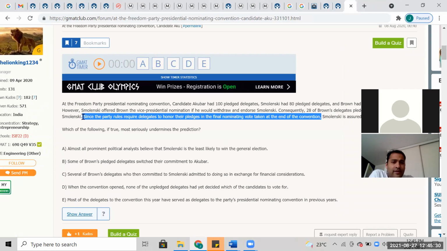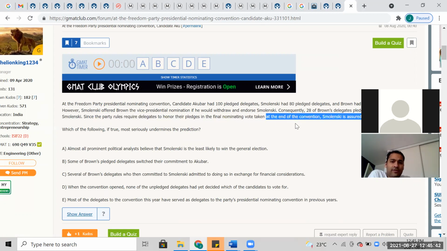Yeah, I agree. So I think what you're trying to say is if you're pledged, you're pledged. I mean, you can't change. But it did say "at the end of the convention", since the party requires delegates to honor their pledges taken at the end of the convention. I mean, how do we know this 28 flip? How do we know that this is the end of the convention? I think that's where my main issue was.